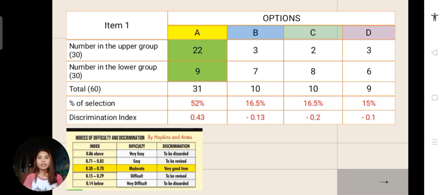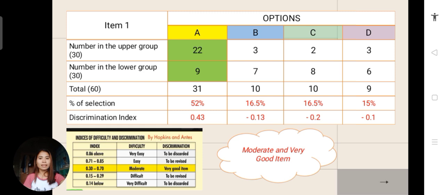Now, comparing it with the table, we can conclude that item number 1 is moderate and a very good item. Hence, we can select it. It was based on the indices of difficulty and discrimination by Hopkins and Antis.